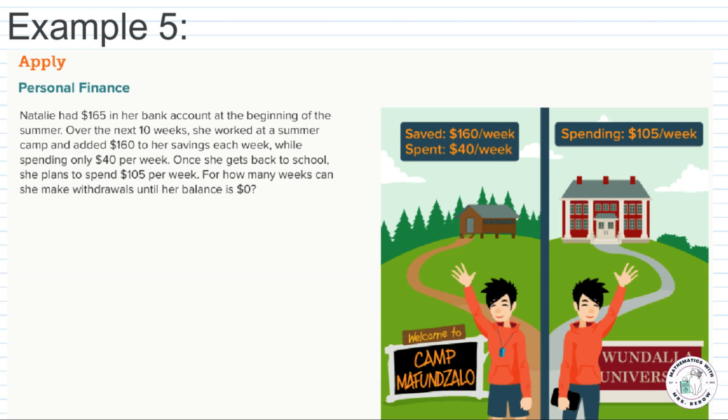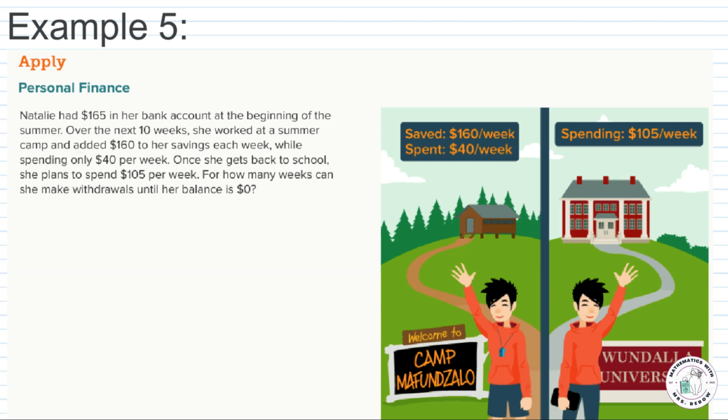It says Natalie had $165 in her bank account at the beginning of the summer. Over the next 10 weeks, she worked at a summer camp and added $160 to her savings each week while spending only $40 per week. Once she gets back to school, she plans to spend $105 per week. For how many weeks can she make withdrawals until her balance is $0?